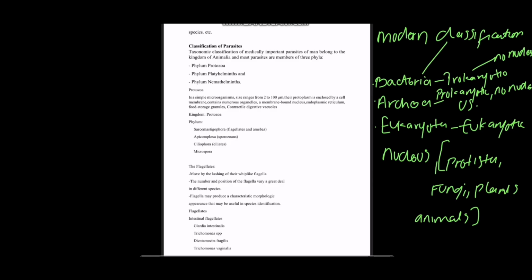The eukaryotic have a true nucleus. Their DNA is enclosed in a nucleus. And we say the archaea are also prokaryotic. They have no nucleus.